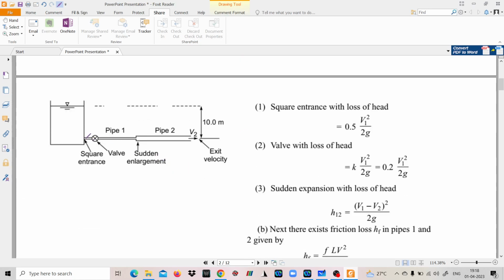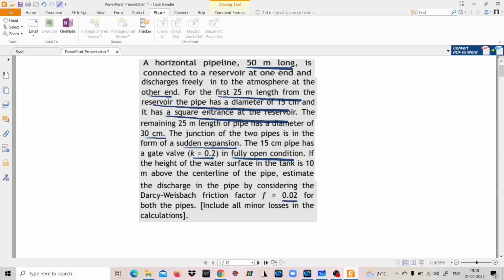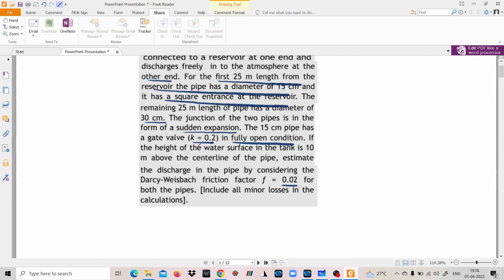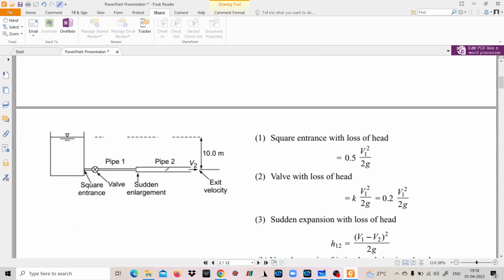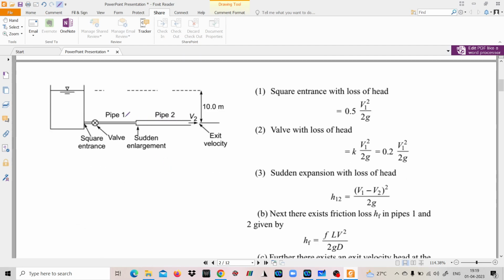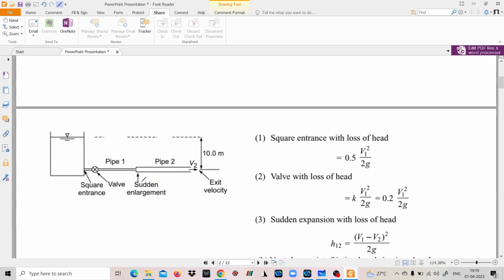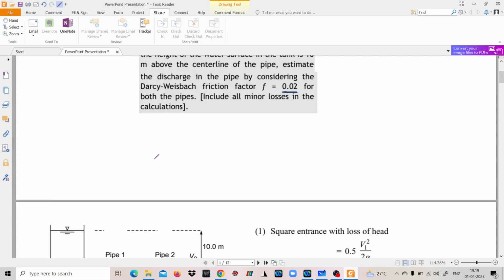However, at the point where the pipe is connected to the reservoir, what is the type of opening? It is a square opening or square entrance. The remaining 25-meter length of the pipe, from here to here, that is pipe 2, has a diameter of 30 centimeters. So this is the 30 centimeter diameter pipe, this is the 15 centimeter diameter pipe. The junction of the two pipes is in the form of a sudden expansion. So where pipe 1 and pipe 2 meet, at this point there is a sudden enlargement.